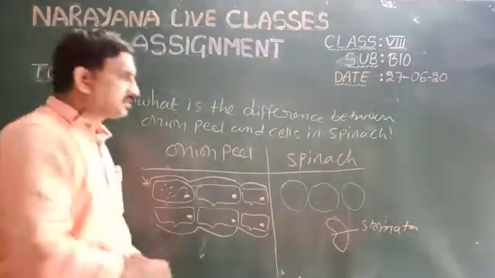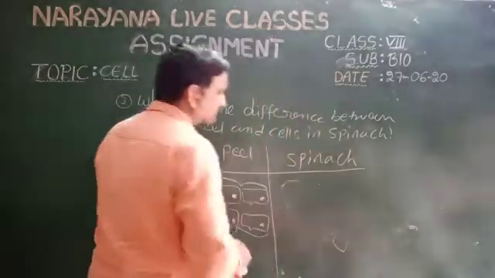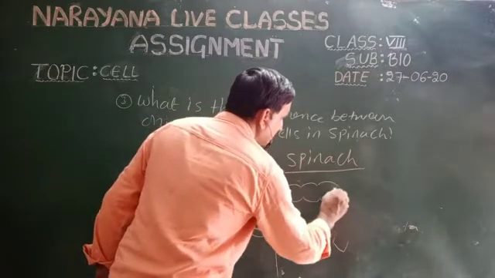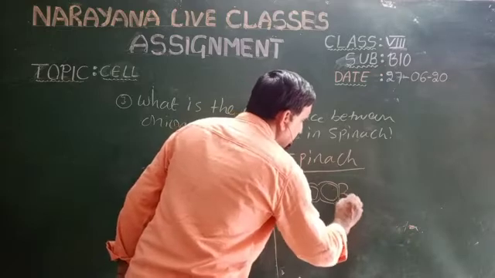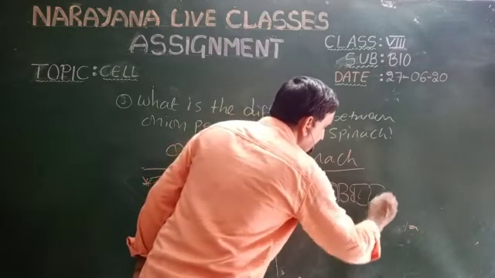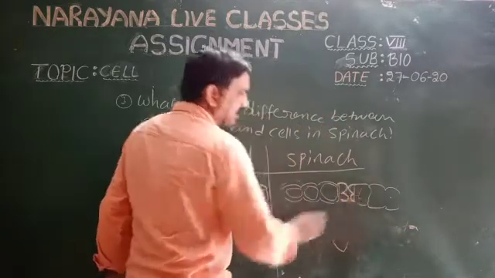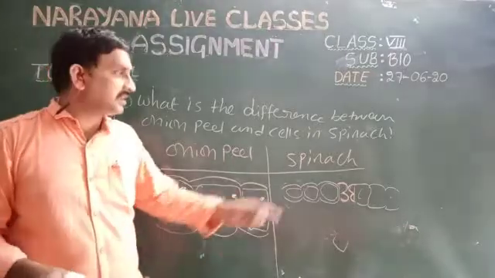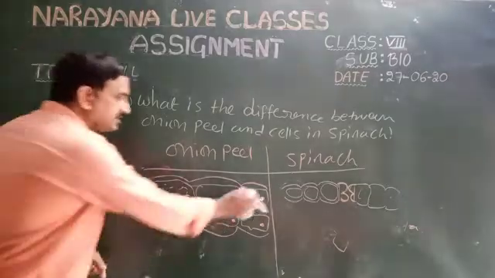Bean shaped. Once you look at this diagram on the board, these are the epidermal cells arranged like this. These are round shaped like this. Here some cells are arranged like this. These are bean shaped cells also. That is nothing but what we call stomata. So the shape of the cells is different in spinach. Is it clear?